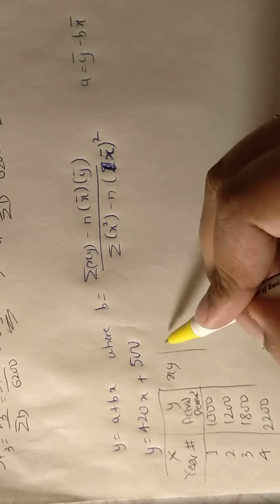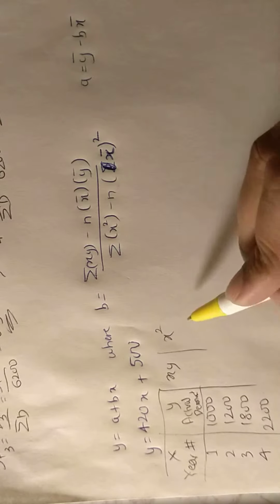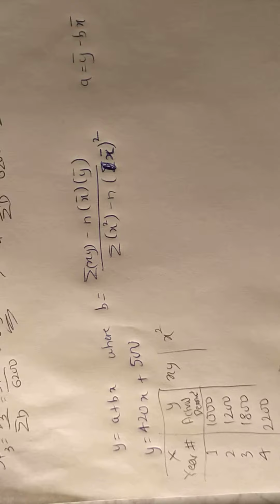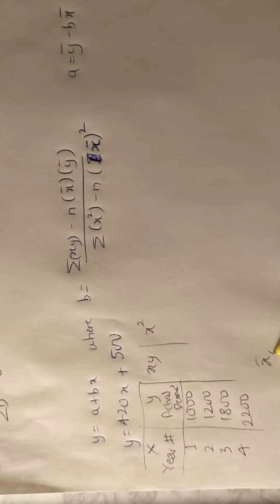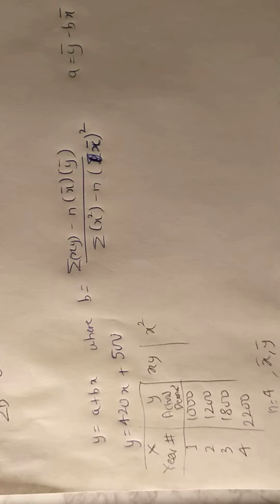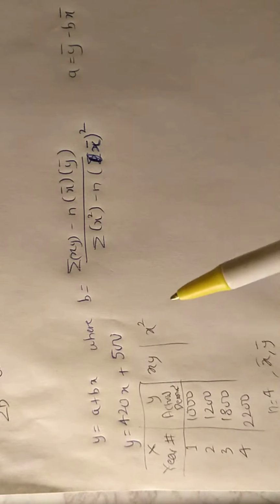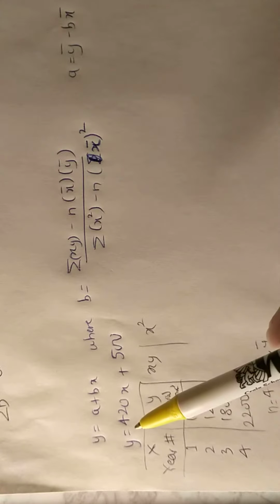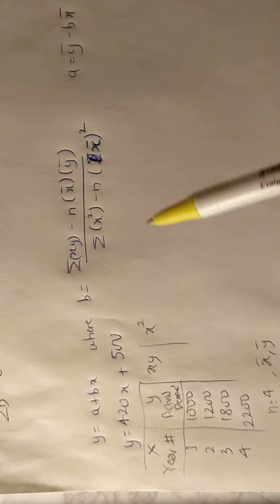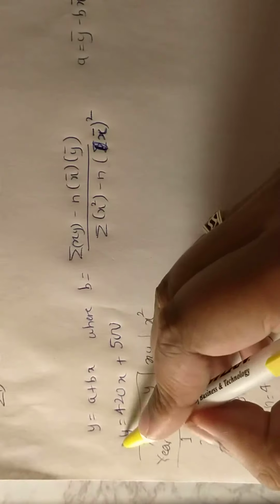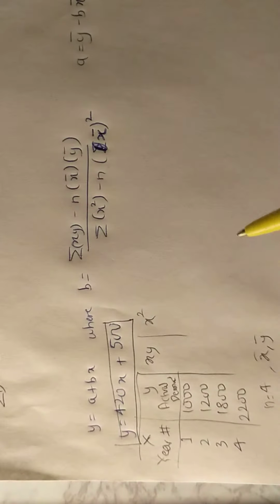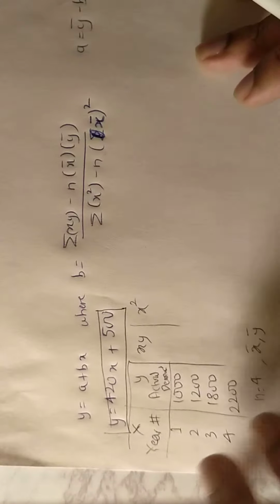We need to figure out xy, we need to figure out x squared, and then we also need to figure out x bar and y bar. And n, the number of observations, is 4. We have done this in a previous video, so I'm not going to repeat that process, but this is a good point where you can practice by yourself whether you arrive at this equation or not. So remember, I did this in advance. Y is 420x plus 500.